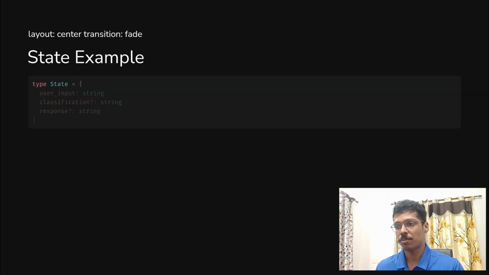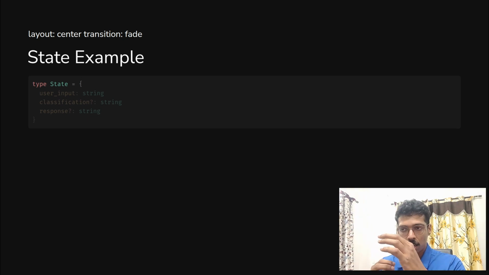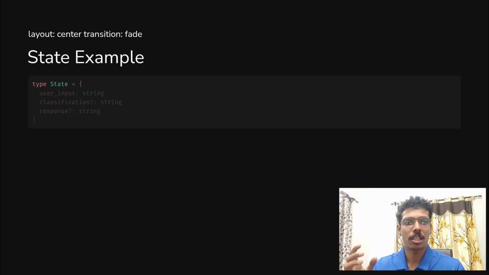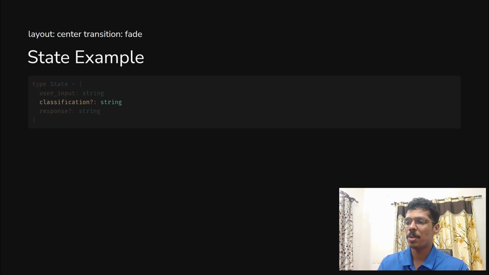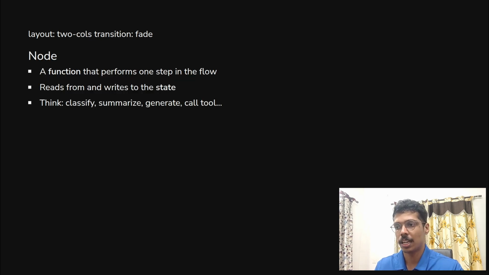If there is no state, LangGraph loses the ability to know what happened previously in the past node, so the nodes won't know what happened previously. This is a basic example of a state. This particular state is a dictionary, and it has a couple of contents like user input, classification, response, and so on.